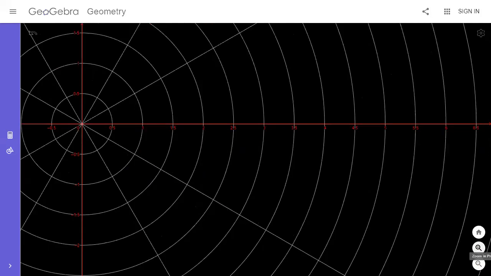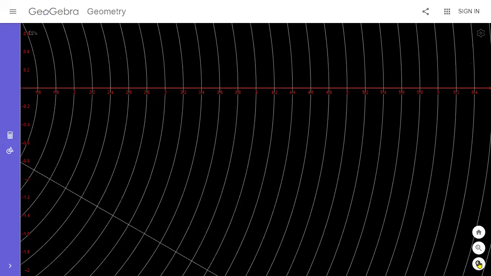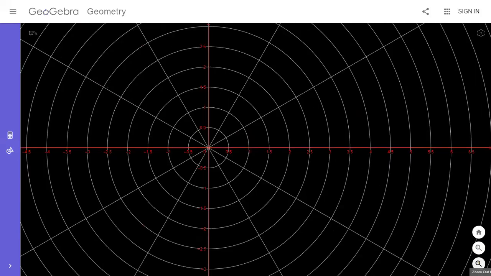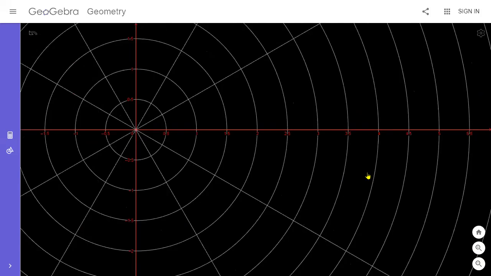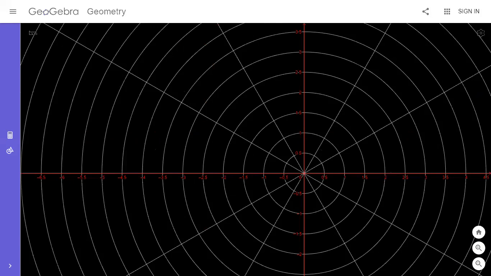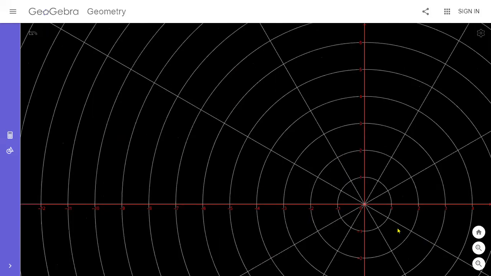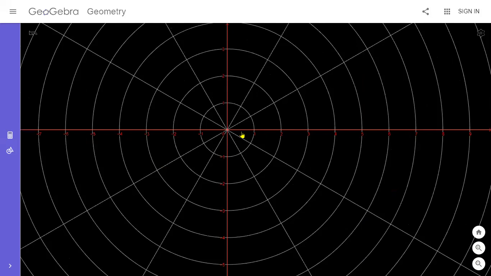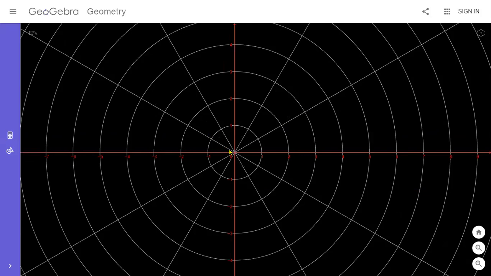The radii are different here. Let me zoom out. Here the radii of these circles are different, but they have a common center at the origin. So we can say that these circles are concentric circles. This horizontal axis is the x-axis, and this vertical axis is the y-axis, and these axes are written in red color.